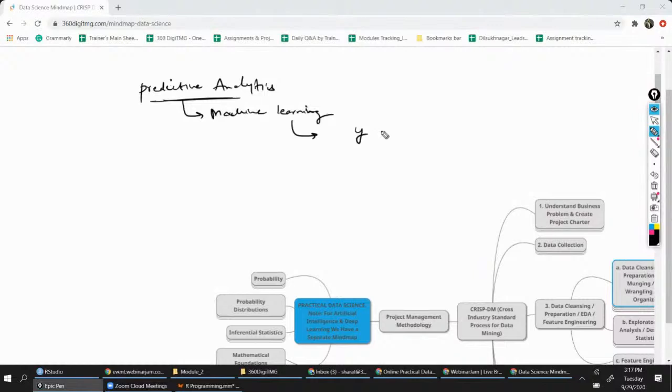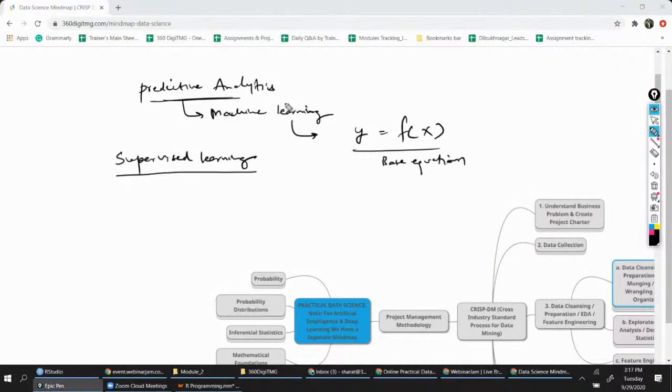We are trying to predict a value given the set of equations, right? This is your base equation. Now this approach is called supervised learning techniques. These are called supervised learning techniques. Because ultimately you're trying to train your machine so that it figures out the relationship between X and Y.